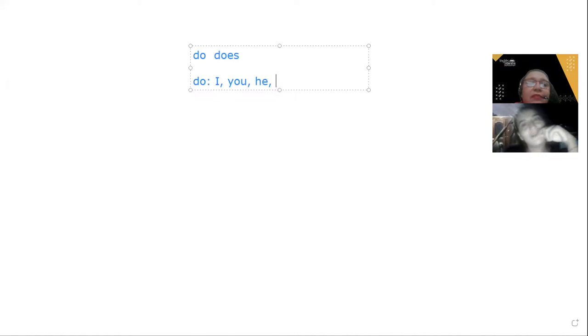Recordemos que para el presente simple, ¿verdad? Nosotros utilizamos para estructurar preguntas, do, el verbo auxiliar do, o does. Vamos a utilizar do con los siguientes pronombres personales. I, que siempre va con mayúscula. You, he, she. I, you, we, and they. Recuerde que you lo utilizamos dos veces porque una va como singular y otra como plural, ¿de acuerdo?